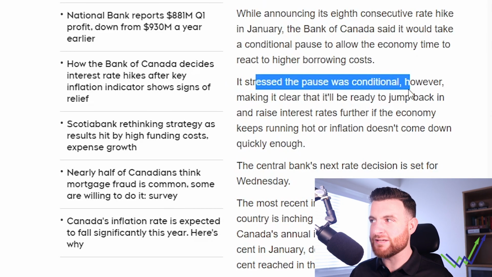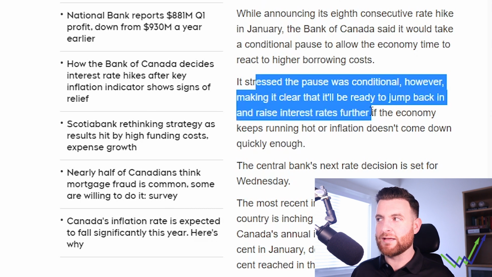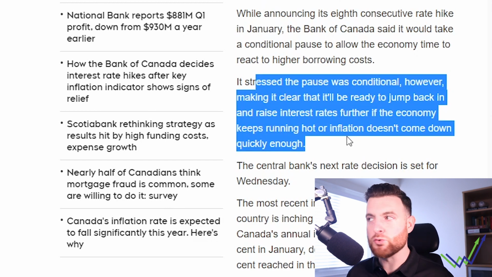Now, with that being said, Tiff Macklem has definitely made it known that this pause is conditional. He stressed the pause was conditional, making it clear that they will be ready to jump back in and raise rates further if the economy keeps showing signs of inflation, and especially if those job numbers stay high, because what we know is that if wage growth is there, then people can continue to buy goods, and therefore inflation may remain sticky.